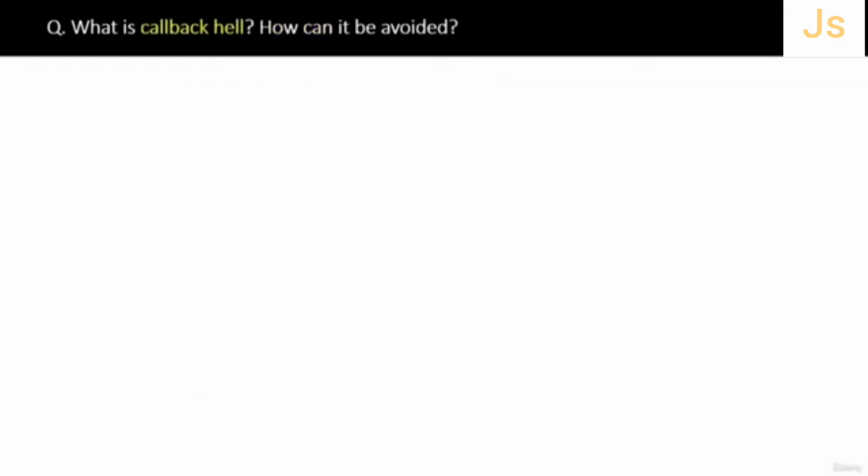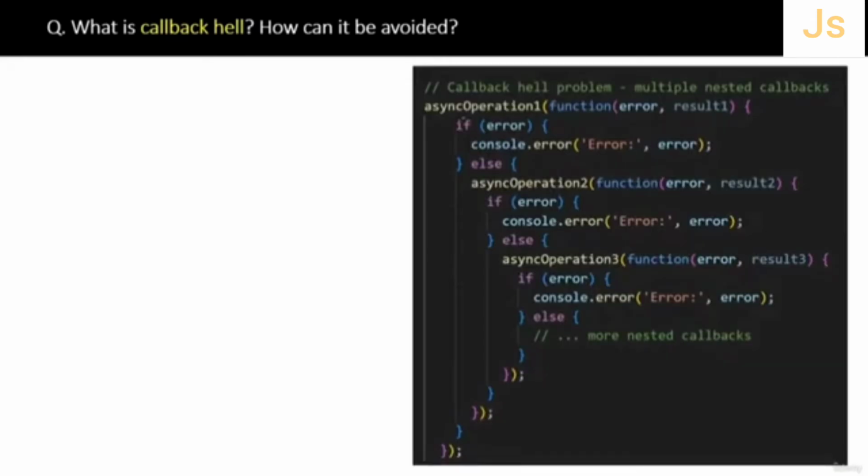What is the callback hell problem? How can it be avoided? Let me show you some very complex code. Here you can see one async operation 1 method. It is accepting an anonymous function as a parameter, and inside this anonymous function we again have one more async operation 2 call, which is again a callback, and then inside that is another async operation 3 method, and so on and so on. This way of creating multiple nested callbacks is a problem and is called callback hell.